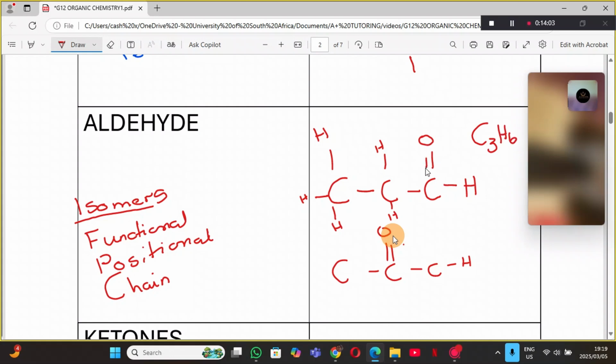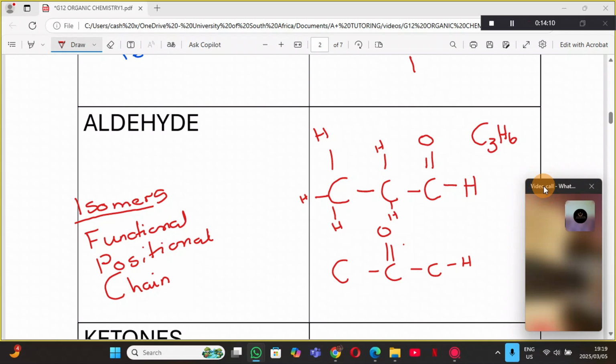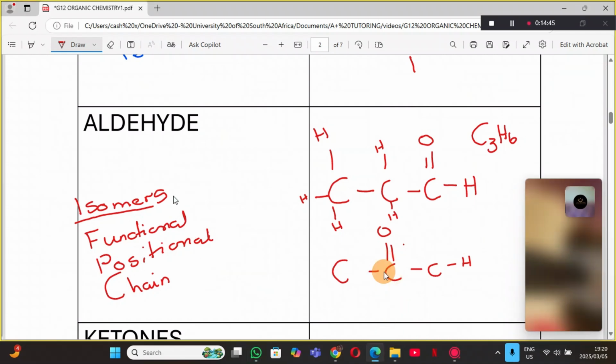Wait, guys, let's say we have 5 carbons. How many hydrogens are we going to have? Is it always just times 2 of the number of C's? With aldehydes, it's always going to be CnH2nO. Now this is the functional group, right? They have a name for it.